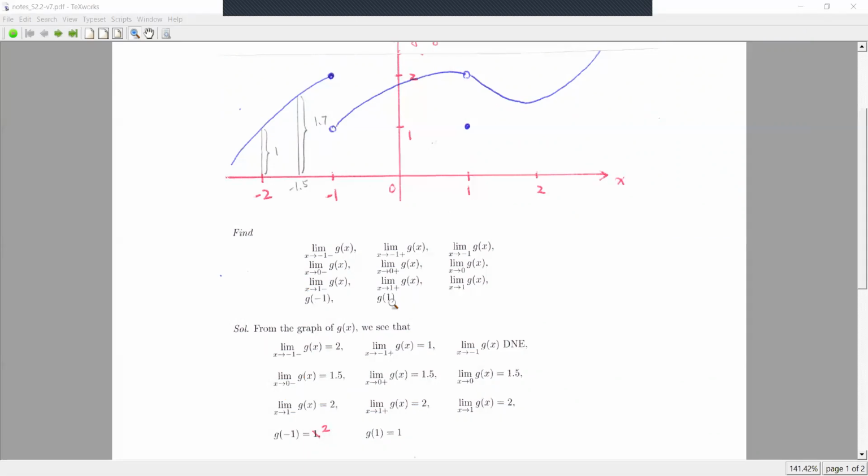At +1, also the graph has a solid point here. A solid point is part of the graph. An open point is not part of the graph. So when x is 1, the function value is the height of this solid point. It is 1. The function value at 1 is 1.